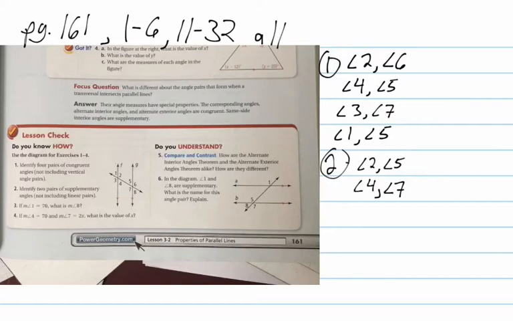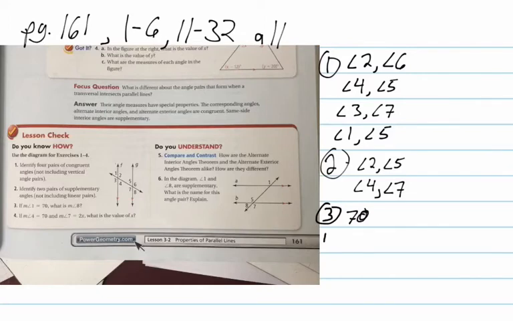If the measure of angle 1 is 70, what's the measure of angle 8? We just did this on the Khan Academy assignment. 1 and 8 are alternate exterior. They're 70. That's what I thought. Yeah, alternate exterior angles are congruent when formed by a transversal through 2 parallel lines.